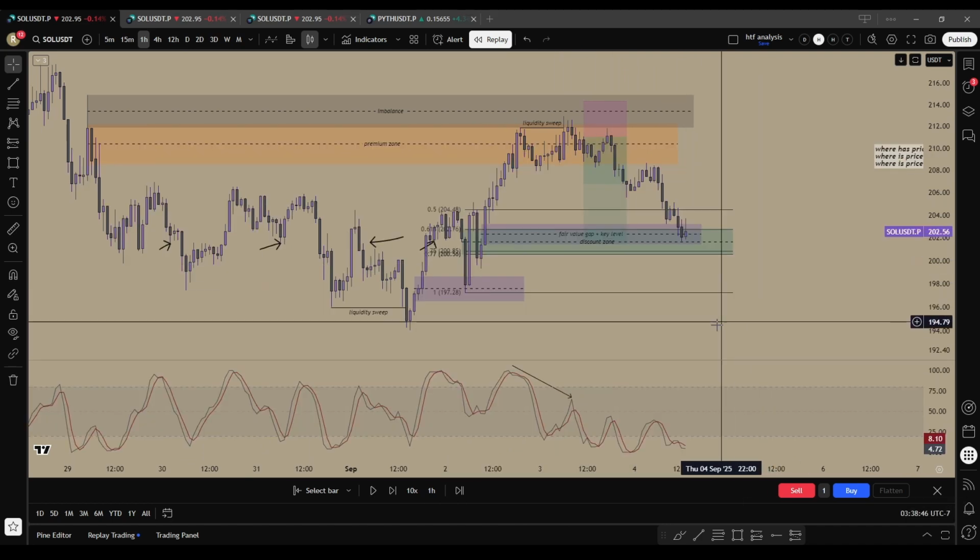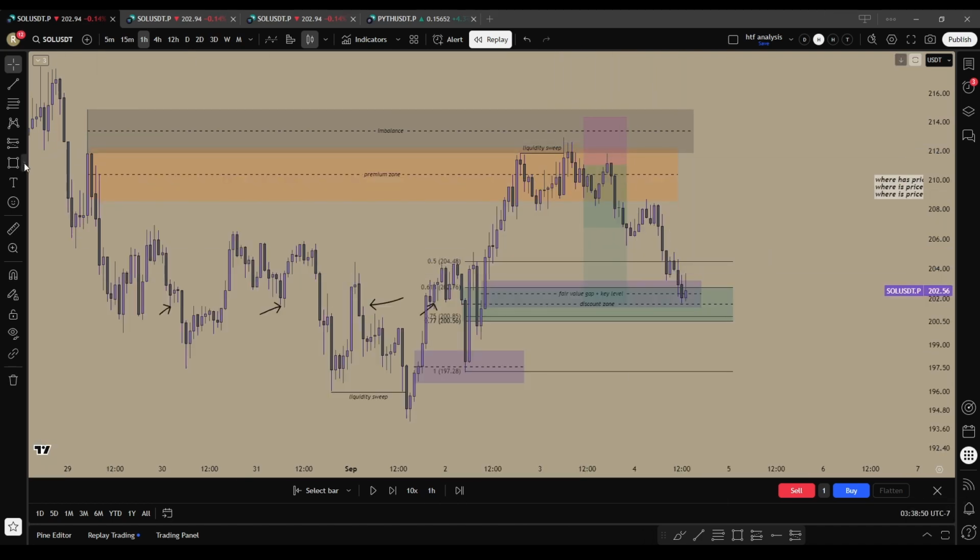So what can we do now? It's oversold. Can we take a long? We could definitely take a long here. We have imbalances here, we have fair value gaps right here, and then we have this nice looking trend line. So we can take a long here if we want.